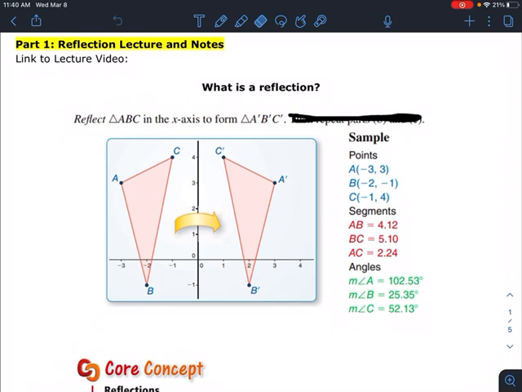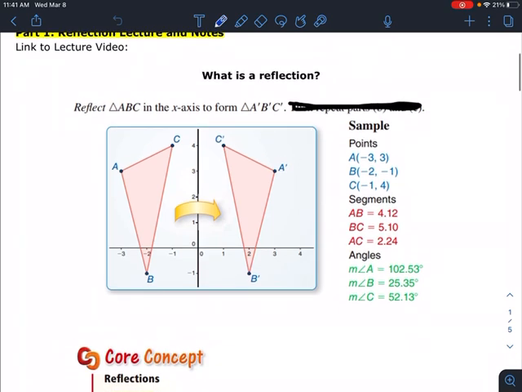Okay, so we're going to start off with what is a reflection. Reflection is one of the three main forms of transformations. You've probably seen it several times in the real world, right? Looking into a mirror. When you fold a piece of paper, you get something on the other side. Things like that.